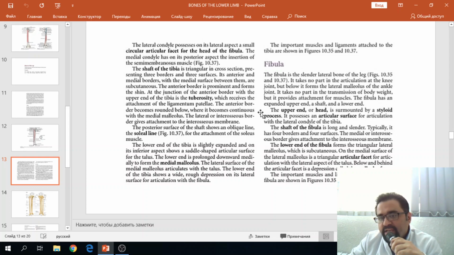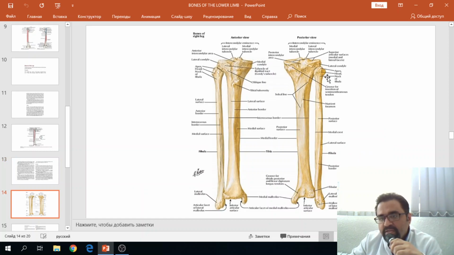The fibula has an expanded upper end, a shaft, and a lower end. The upper end or head is surmounted by a styloid process. It possesses an articular surface for articulation with the lateral condyle of the tibia. We can see in the diagram we have a styloid process over here. On the lower end we have the lateral malleolus, but on the upper end we have a styloid process.